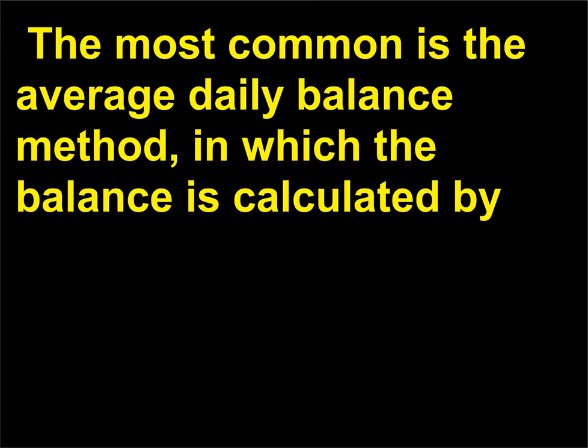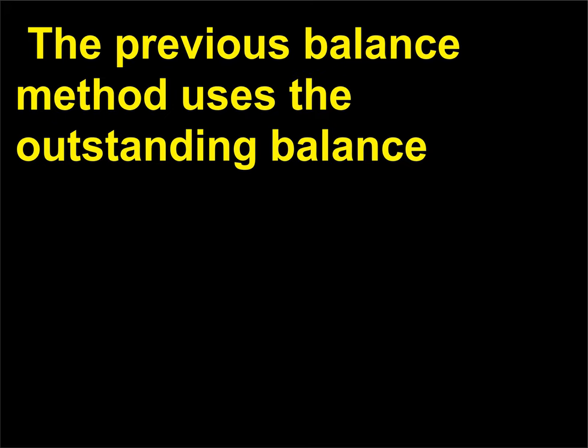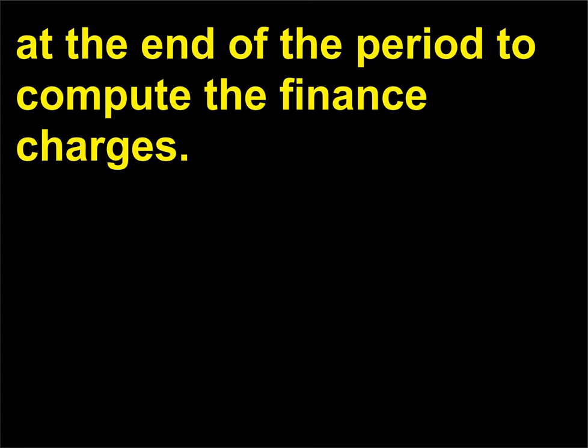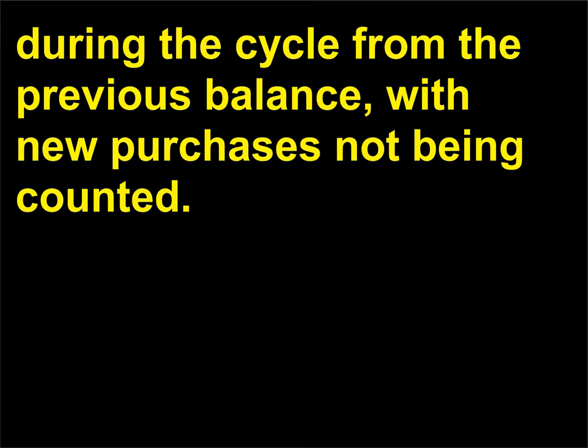The most common is the average daily balance method, in which the balance is calculated by taking the amount of debt in the account each day during a specific period and averaging it. The previous balance method uses the outstanding balance at the end of the period to compute the finance charges. The adjusted balance method derives the balance by subtracting any payments made during the cycle from the previous balance, with new purchases not being counted.